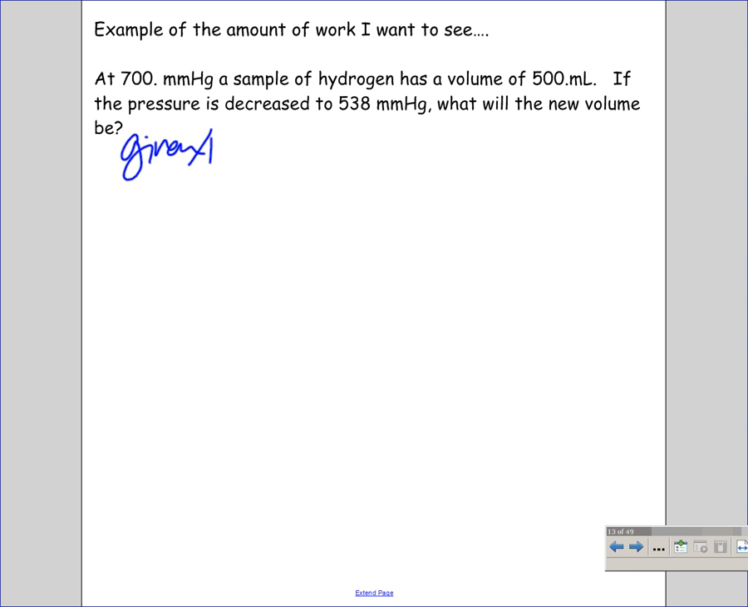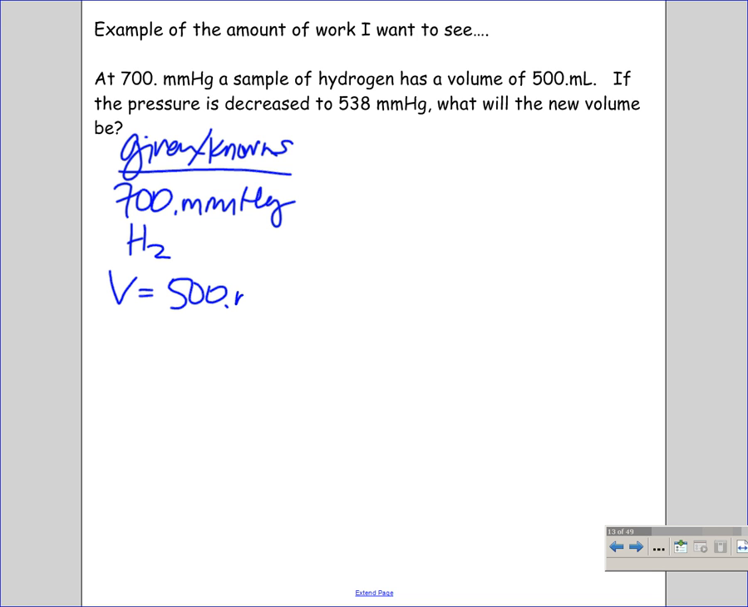So I call these the givens or the knowns. You can call it whatever you want. At 700 millimeters of mercury, a sample of hydrogen. Is that hydrogen? No. H2. Think of our diatomic gases. All right, a sample of hydrogen has a volume. Ooh, I even know it's a volume, so I'm going to say V equals 500 milliliters.